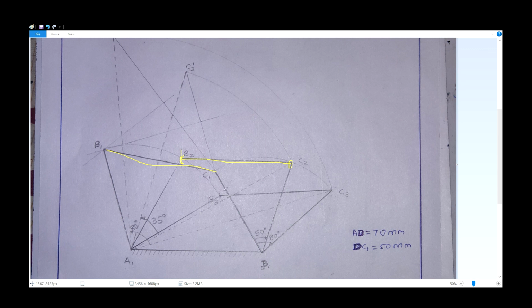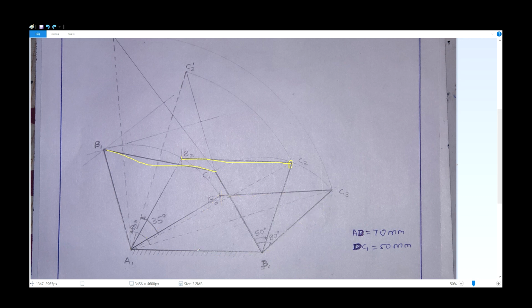Similarly we will get B3 by having center C3 and distance C1 B1. We will cut an arc on this arc. So the intersection will give B3, and after joining the points A1, B3, C3 and D1, this will give the third position.